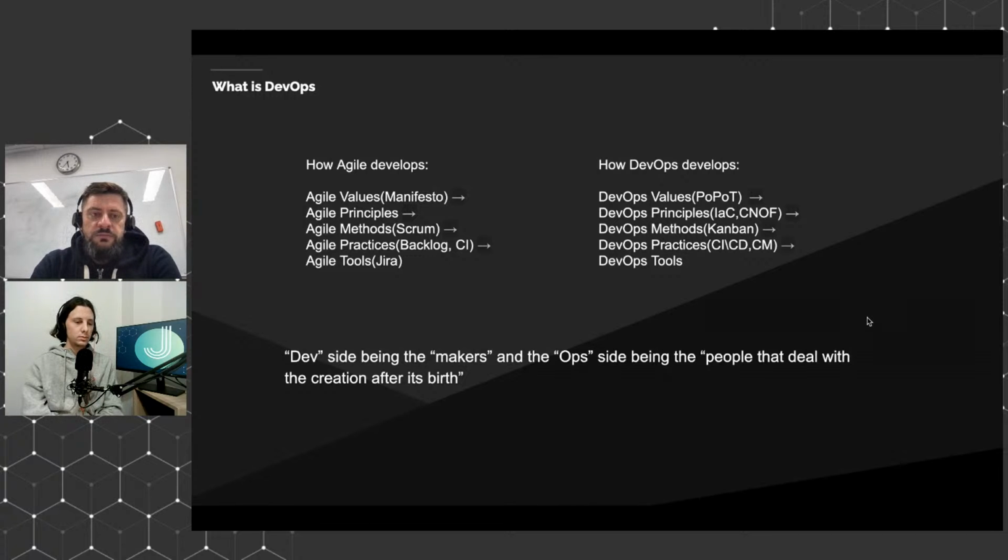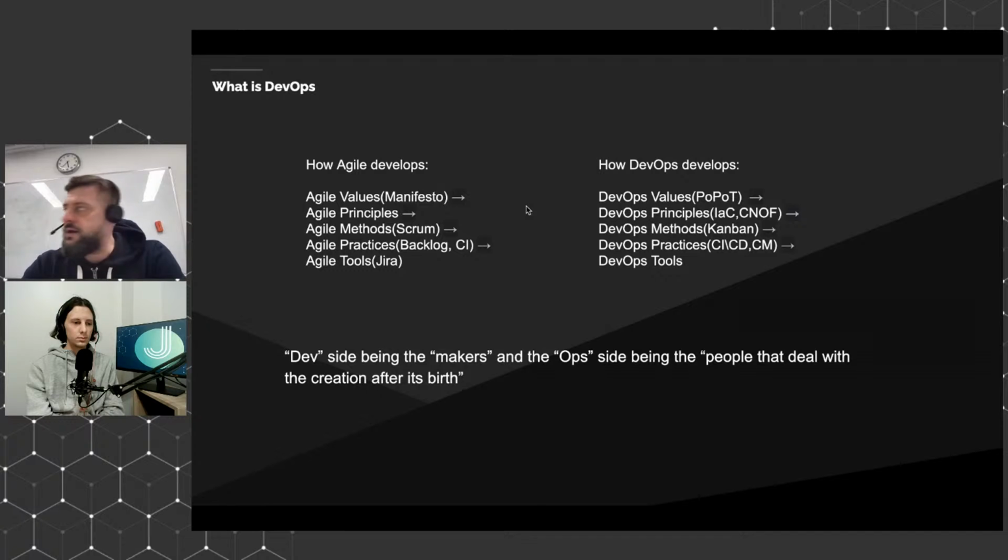Maybe to be a little bit clearer, I compare here the approaches for developers and for DevOps. On the left side, you can see the typical agile approach. In any process, for example in development, if we work under agile, we have some values. If somebody reads this manifesto, there are very simple values.